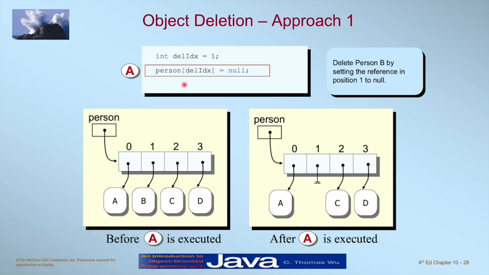Now we execute this line of code, person delete IDX equal to null, because we already declared here delete IDX equal to 1. It is referring to the first index equal to null, so we are removing object B, person B, from the array.